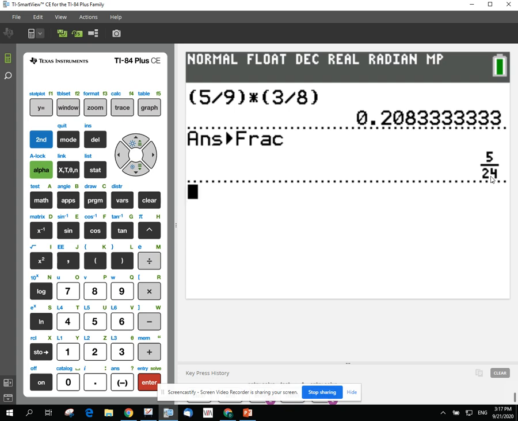That's not a replacement for you being able to reduce a fraction, but it is a shortcut for you if you have the use of a calculator.